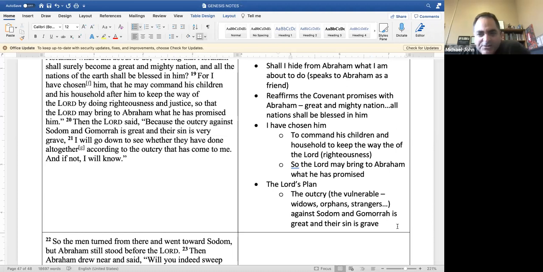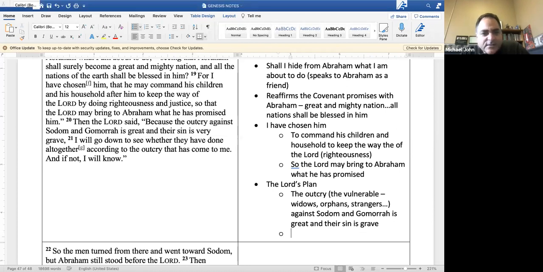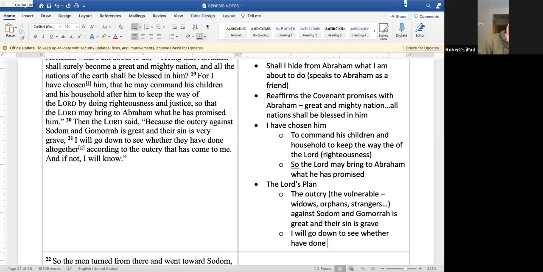It's so wretched. So the outcry is great against Sodom and Gomorrah for their sin. But you'll notice he doesn't just destroy them. Let's consider this. He says, I will go down to see whether they have done according to that. I think it's important not to hop over that language. Yeah.